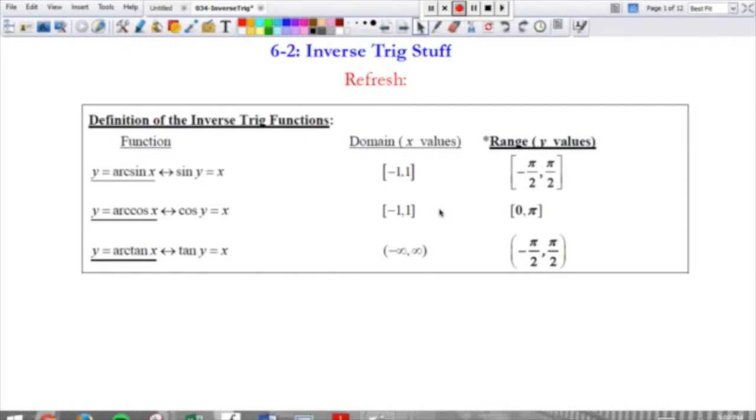This is an inverse trig function. We call it arc sine. You may be familiar with it in this term: y equals sine inverse, with that -1 exponent looking very tantalizing.